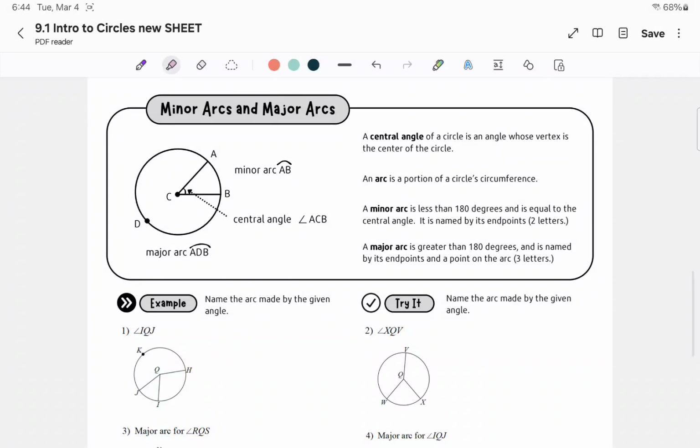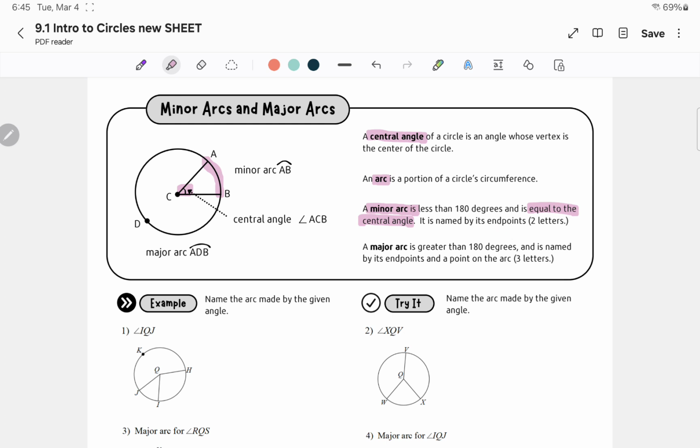So we actually already talked about this, but a central angle is basically the angle whose vertex is in the center. An arc is a portion of the circle circumference. And then a minor arc is less than 180 degrees and is equal to the central angle. So like this central angle ACB here is going to be equal to this arc here. See how it's opening to make this arc here. So the minor arc is less than 180 and it's equal to the central angle. This is all important, and it's also named by the endpoints.